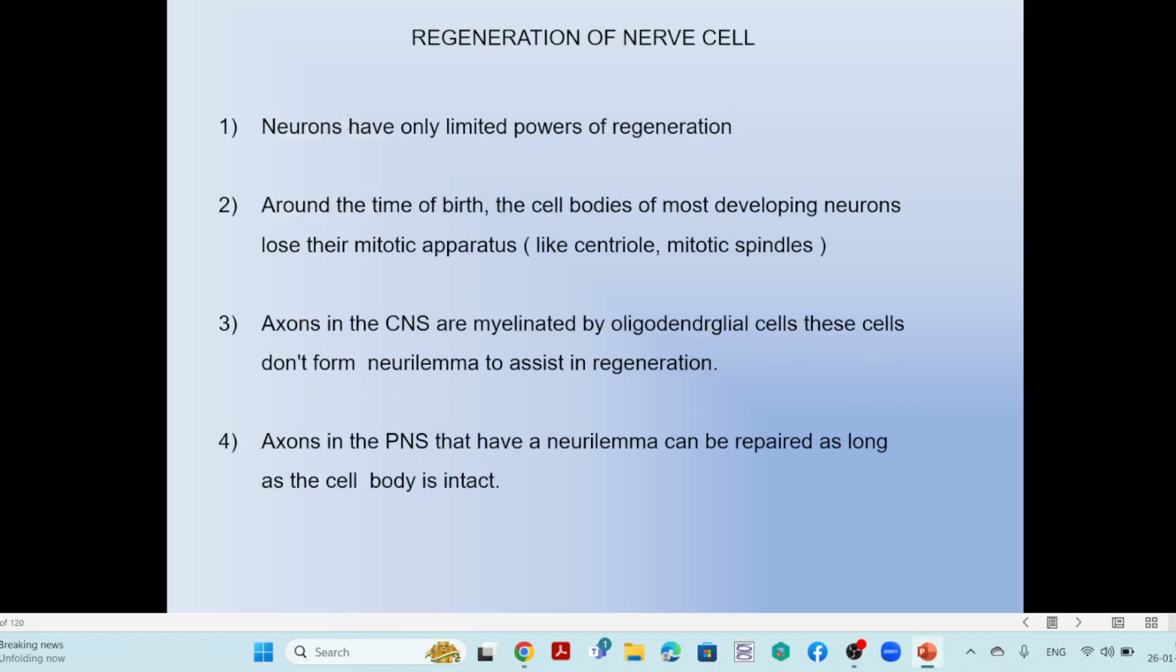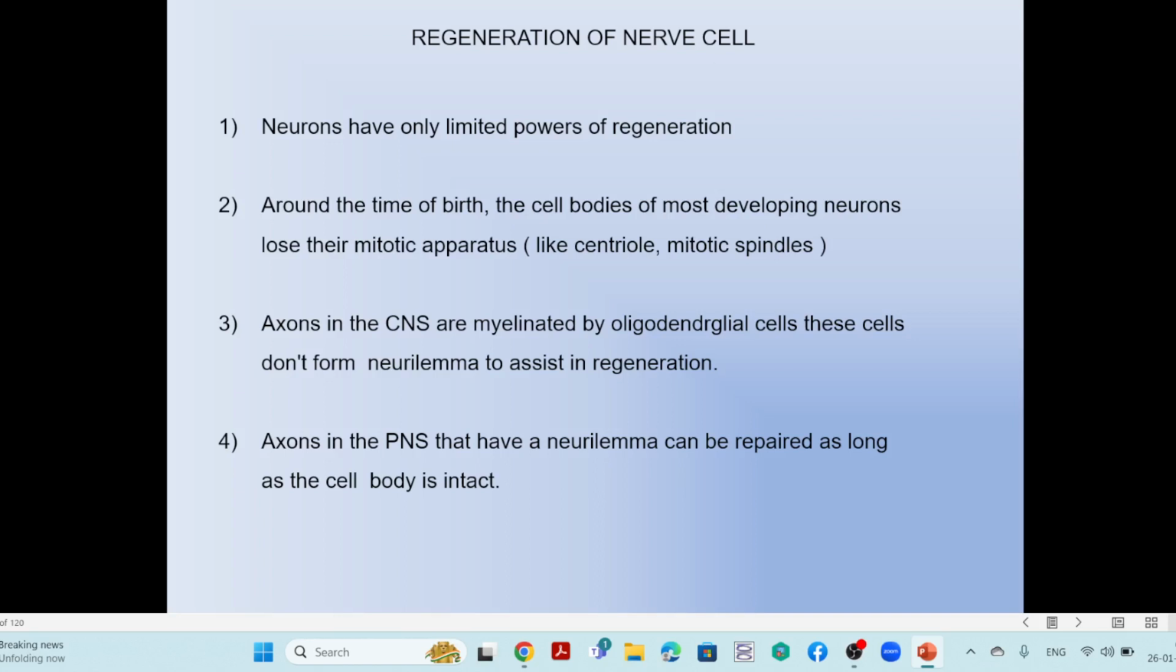Be remembered here, usually neurons have only a limited power of regeneration, particularly in early life, around the time of birth. The cell bodies of most developing neurons lose their mitotic apparatus like centrioles and mitotic spindles. On account of that, after birth the cell division process does not continue; it stops.